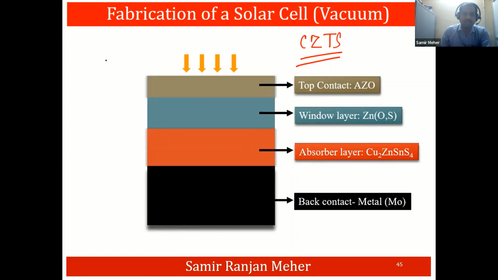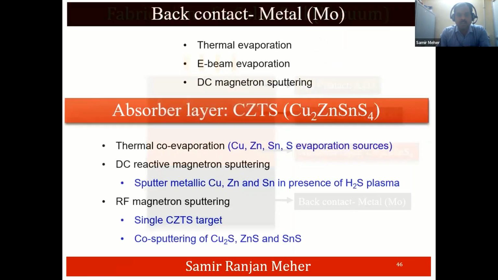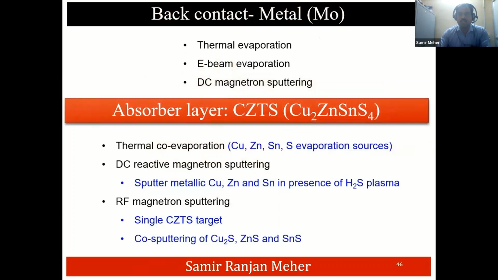So whatever techniques we have learned till now, let us see what are the possibilities to coat these different layers. First we'll start with the back contact, that is molybdenum metal. It can be done with thermal evaporation, or e-beam evaporation, or DC magnetron sputtering. It is simply a metal, so there is no use for any kind of reactive sputtering in this case.